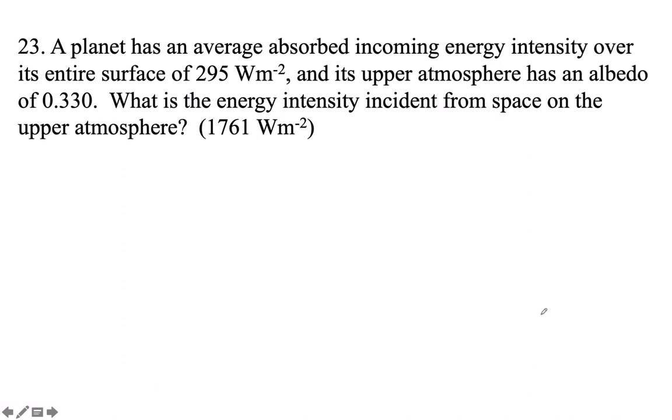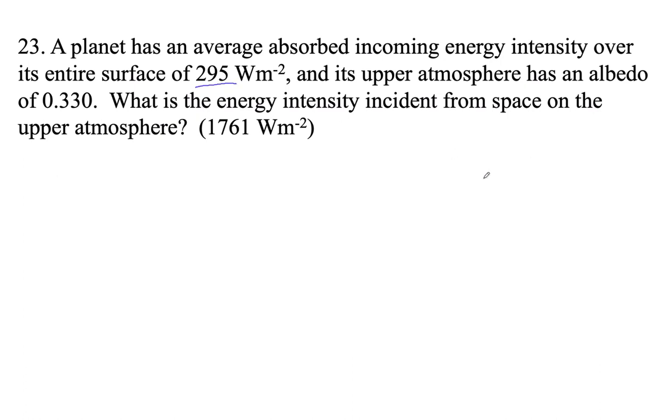A planet has an average absorbed incoming energy intensity over its entire surface. So we've already reflected light. We've already accounted for the fact that pi r squared is absorbed and that it's spread out over 4 pi r squared. So we've done the albedo calculation. We've done the whole average over the Earth intensity, right? And so that's what we end up with, right?